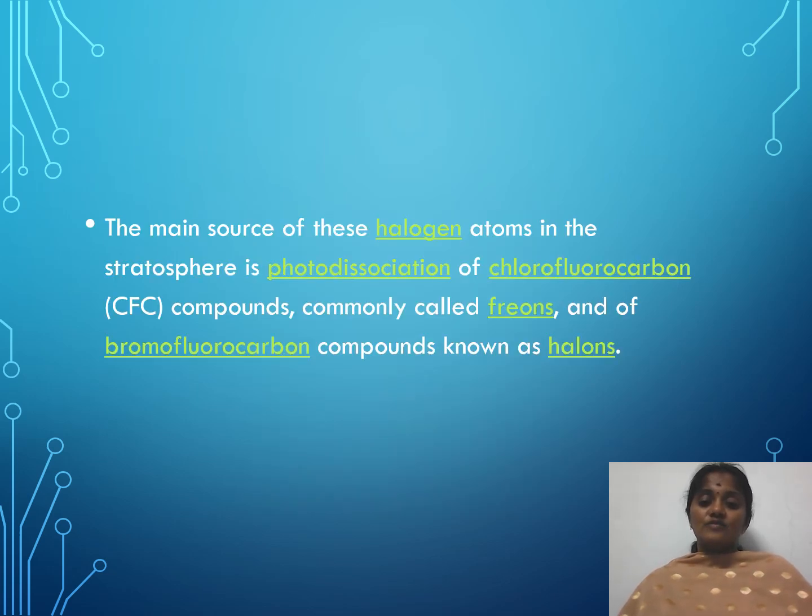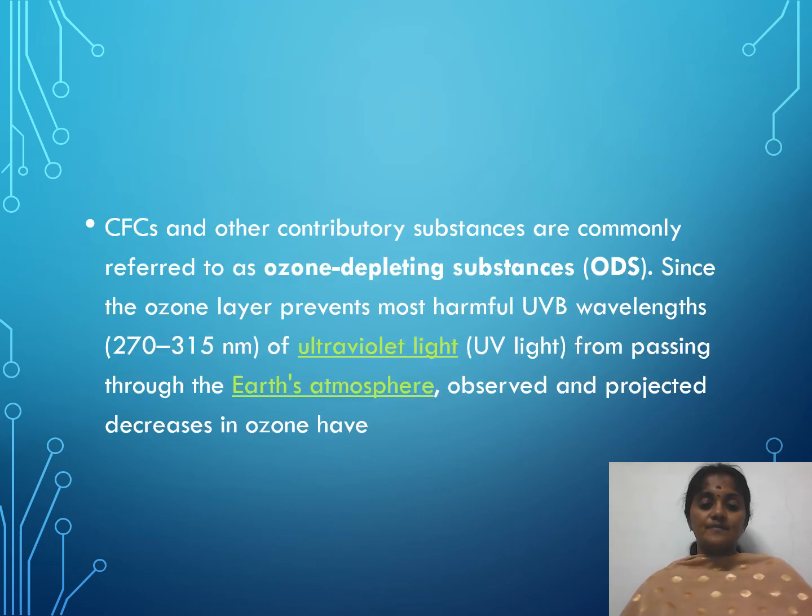The main source of these halogen atoms in the stratosphere is photodissociation of chlorofluorocarbon CFC compounds, commonly called freons, and of bromofluorocarbon compounds known as halons. Chlorofluorocarbons and other contributory substances are commonly referred to as ozone depleting substances, ODS. Since the ozone layer prevents the most harmful UV wavelengths, 250 to 350 nanometers, of ultraviolet light from passing through the Earth's atmosphere, observed and projected decreases in ozone are a concern.